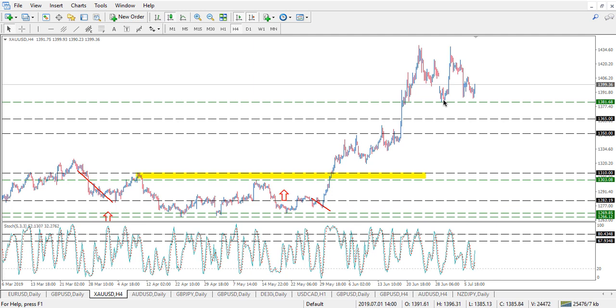Now the key level is going to be 1380. If we find that there is a breakout for this level, then we can go short, targeting the level of 1360, 1350.